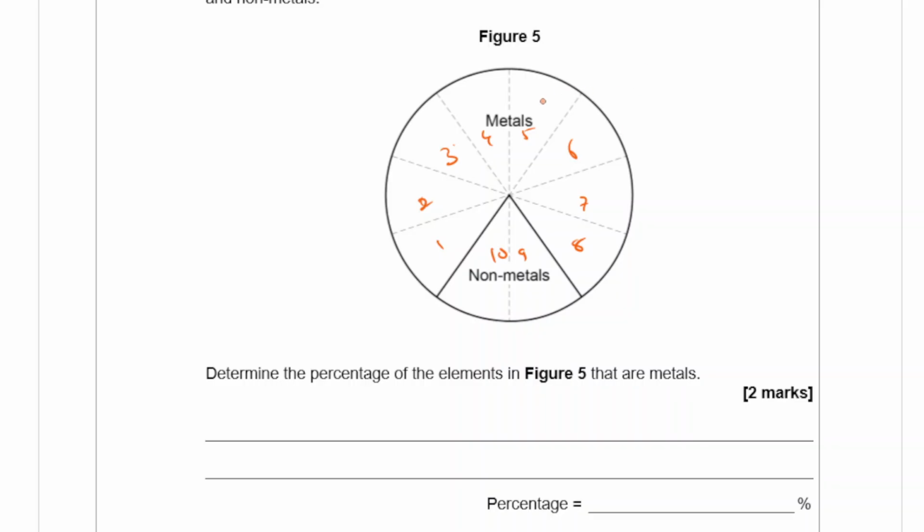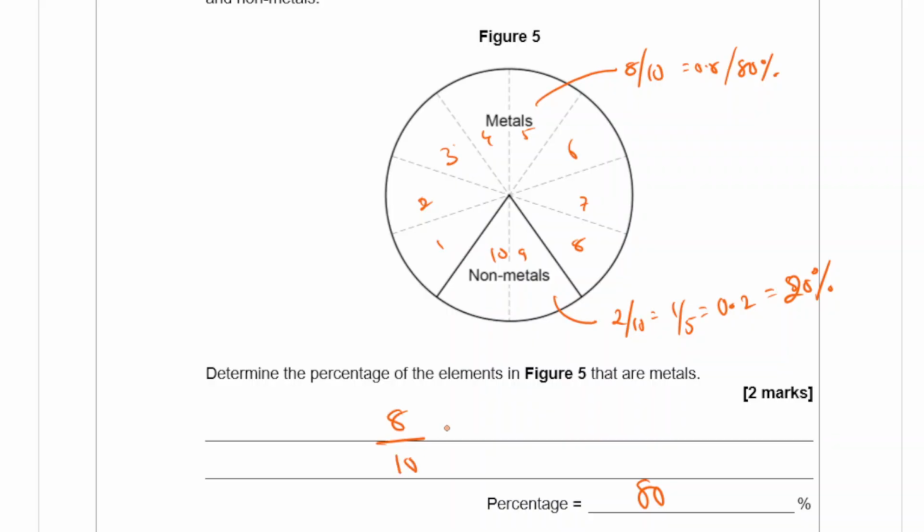So metals is 8 out of 10, which is 0.8 or 80% of it is metal. And non-metal is 2 out of 10, that's 1 over 5, that is 0.2, which is 20% of it. Determine the percentage of the elements in figure 5 that are metals. We just worked it out to be 80%. So it's 8 over 10 times 100, which gives you 80%.